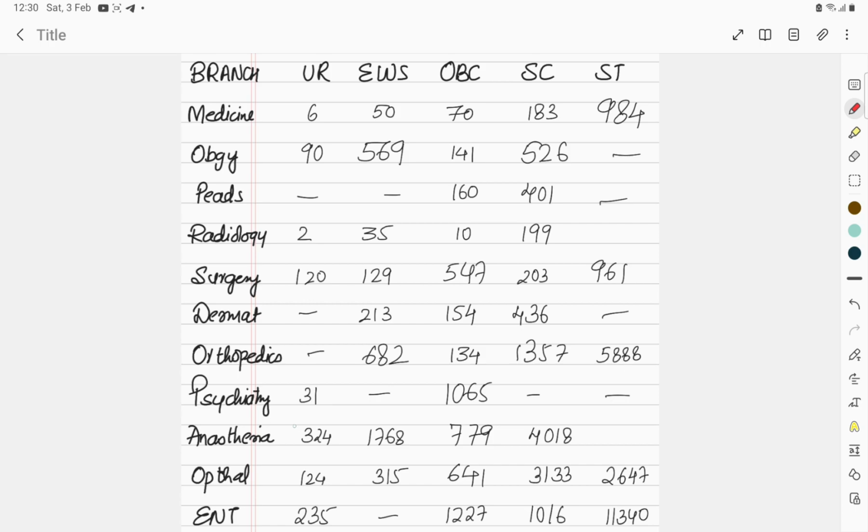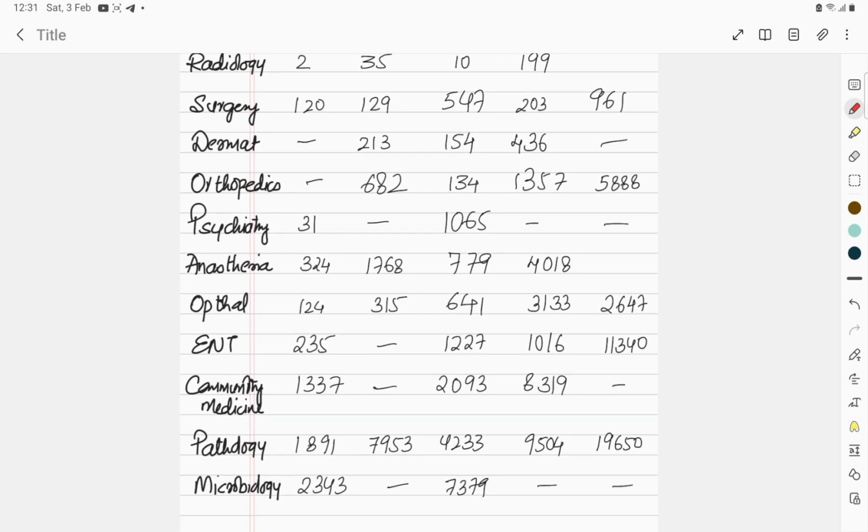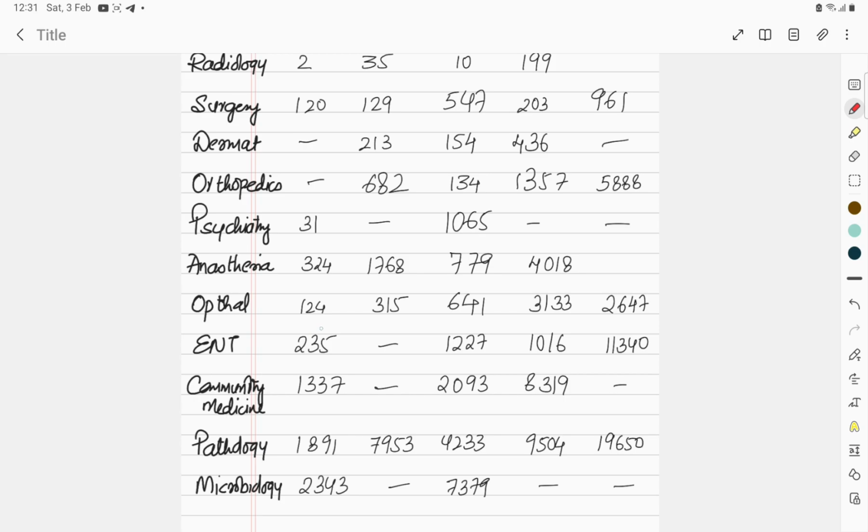For psychiatry, the UR candidate who got the seat is 31, OBC 1065. For anesthesia, it is 324. For EWS, 1768. For OBC, it is 779. For SC, 4018. Ophthalmology, for UR candidate was 124. For EWS, 315. For OBC, it was 641. For SC, it was 3133.